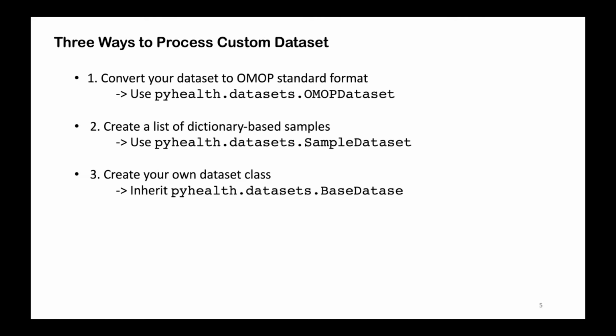The second way is you can do the pre-processing on your own and return a list of samples. PyHealth will take those dictionary-based samples, and then you can use the other PyHealth modules like the model part, the trainer, and the evaluator. And the third way is that you can create your own dataset class. That is, you can inherit our base dataset class and then create your own.